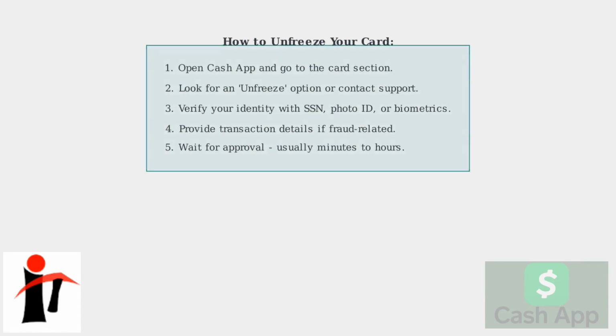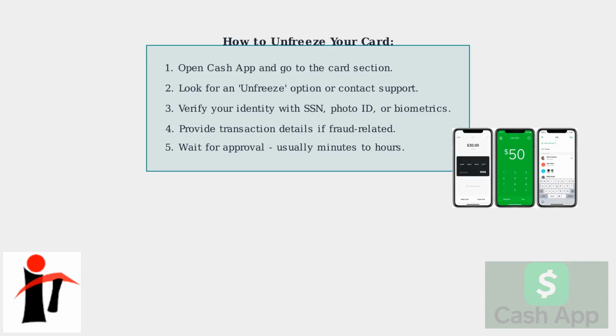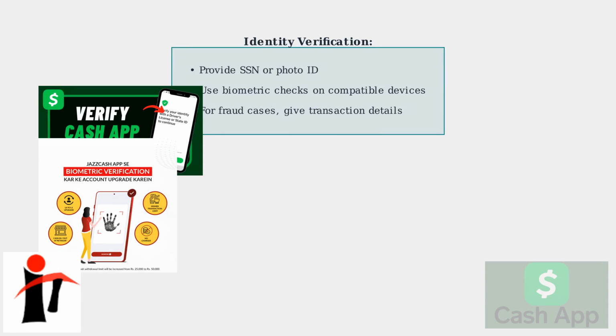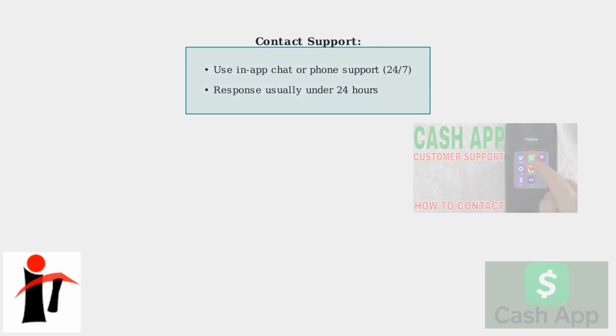To unfreeze your card, first, open Cash App and go to the card section. Look for an unfreeze option or a prompt to contact support. You may need to verify your identity by providing information like your SSN, a photo ID, or using biometric checks if your device supports it. If the freeze was due to a suspected fraudulent transaction, you'll need to provide details about the transaction for review. Once your identity is verified and the issue is resolved, your card should be unfrozen, usually within minutes to a few hours.